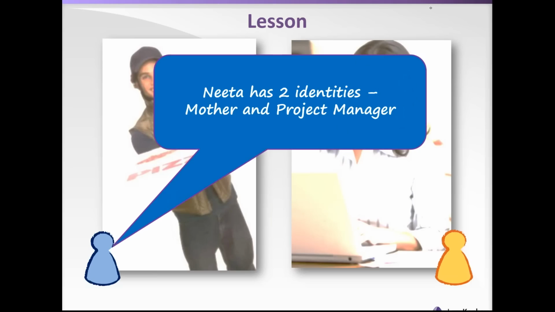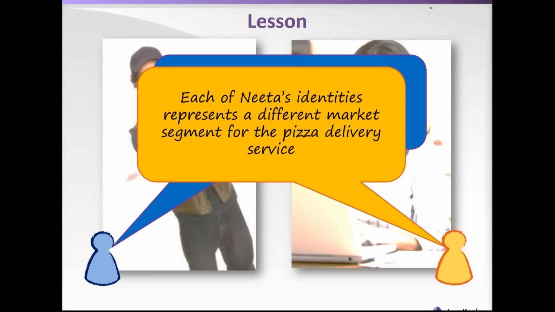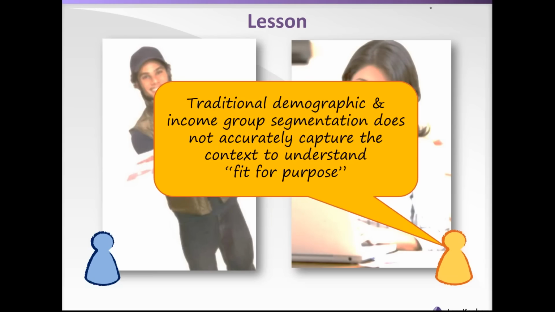Meanwhile, Neeta has two identities. She's a mother and a project manager, and for each of these identities, she really represents a different market segment that has different demands of the pizza delivery service, depending on which identity she's currently working in. And this is a little different from traditional demographic or income group segmentation. It's something that most companies are not currently capturing. It's perhaps the same credit card she's using. Well, maybe not, but it's certainly the same name, the same phone number.